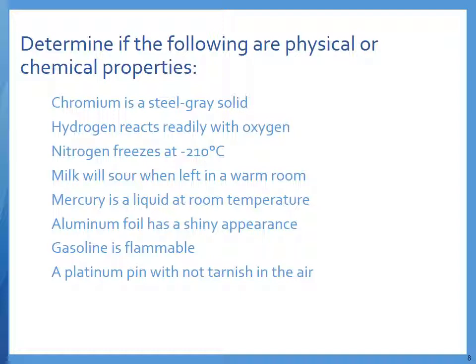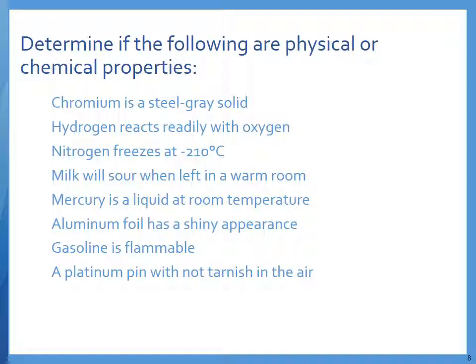Milk will sour when left in a warm room. Well, if milk is souring, that means it's changing into something else that smells, or it's actually changing composition, so that is a chemical property. Mercury is a liquid at room temperature. Again, that's just a description, so that would be a physical property. Aluminum foil has a shiny appearance. Same thing. It's just describing aluminum foil, so that is a physical property.